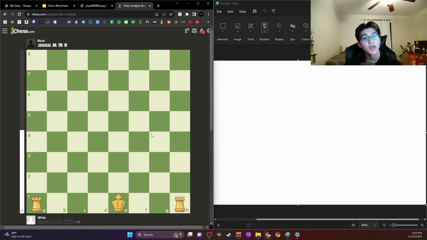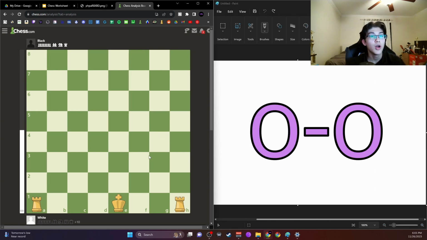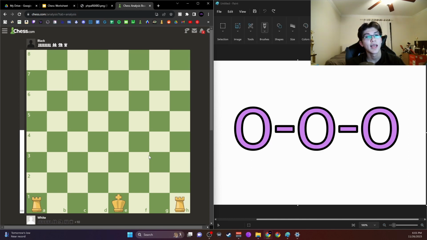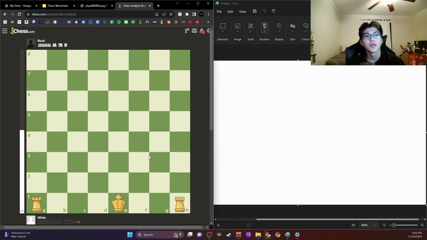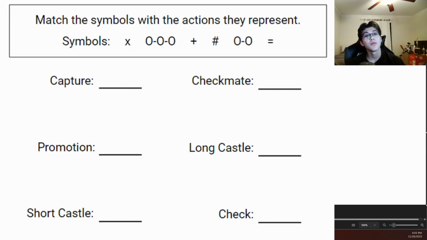But the reason I bring this up is because the notation for long and short castling are different. For a short castle, we use 2 O's with a dash between them, and for a long castle, we use 3 O's with dashes in between. If you need a trick to memorize them, the amount of O's in the notation is the same as the number of squares the rook moves. Remember, in a kingside castle, the rook moves a total of 2 squares, and in a queenside castle, the rook is moving 3 squares. Before we move on, let's do some more matching. These might be pretty tough, but just try your best.